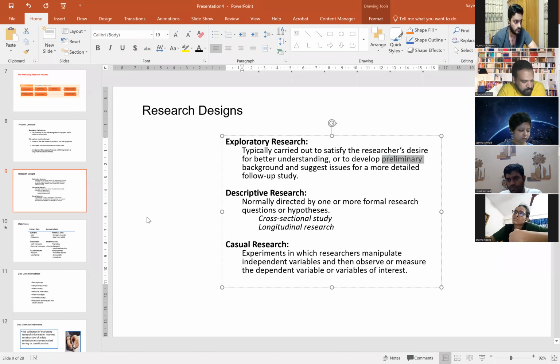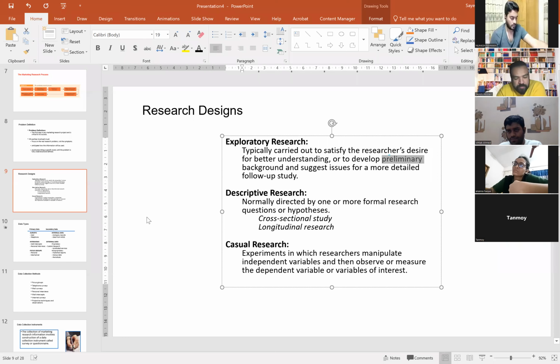Yes, Nuhash. Sir, in descriptive research, when you say there will be one or more formal research, what do you mean by formal research? Will it be exploratory research?